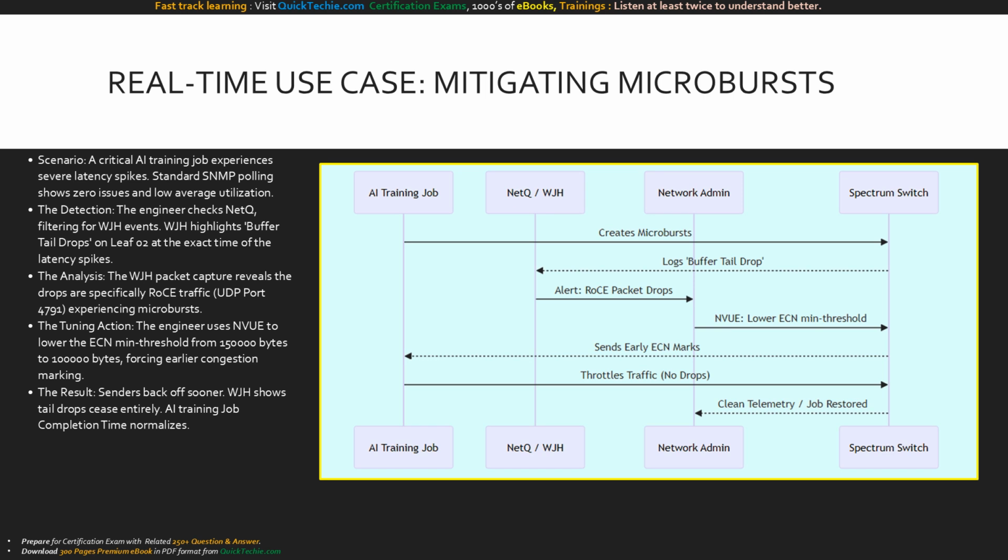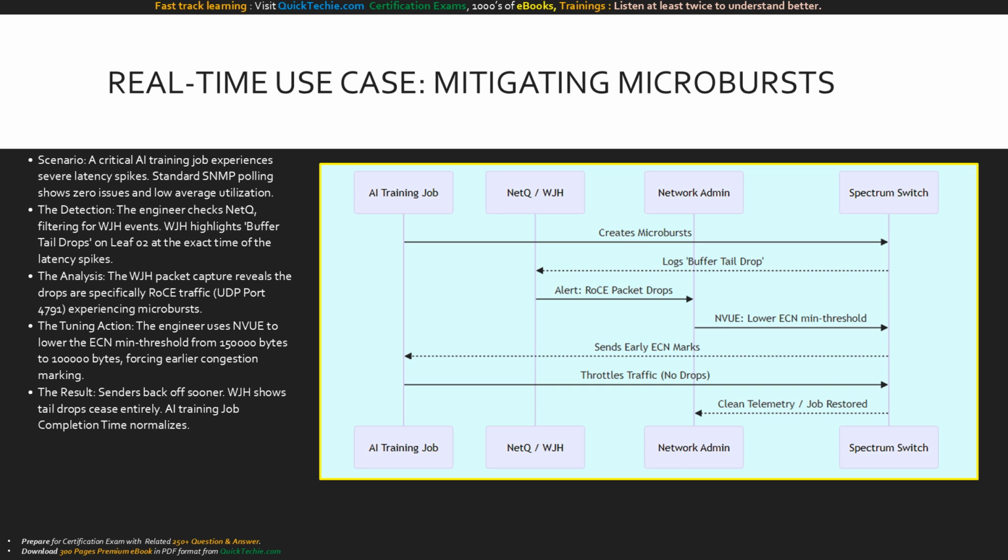To fix it, you take a tuning action: you log into NVIDIA and lower your ECN minimum threshold. This means the switch will start warning senders to slow down much earlier in the buffer lifecycle. The result: senders throttle back preemptively, the tail drops stop completely in WJH, and the AI training job returns to peak performance.